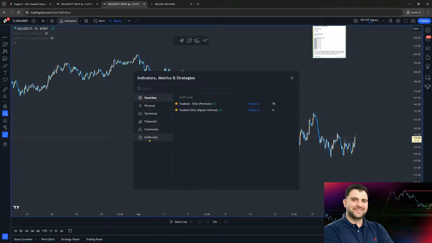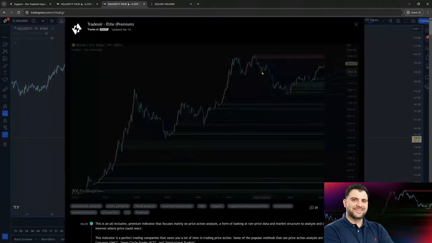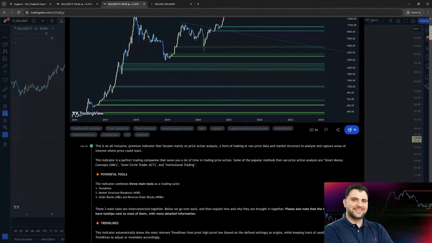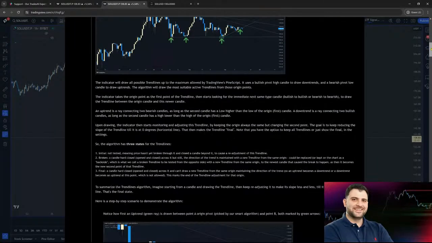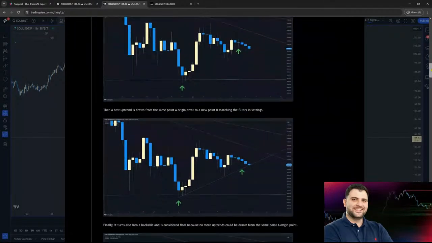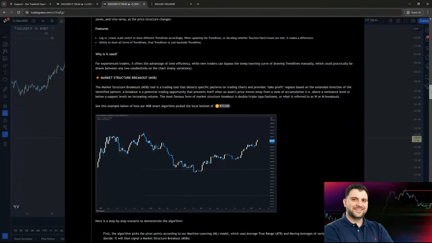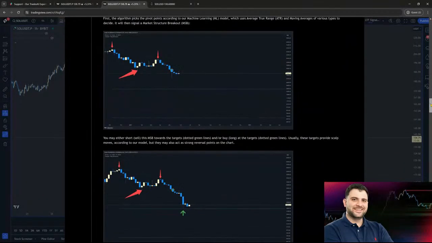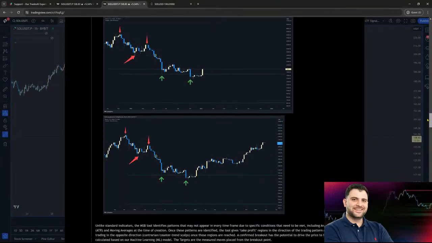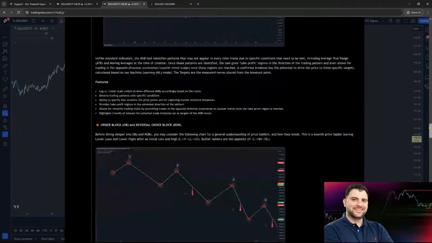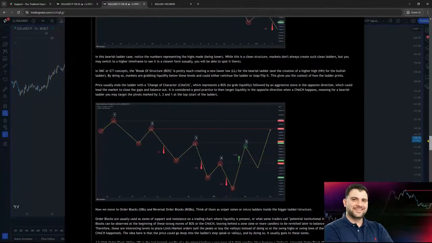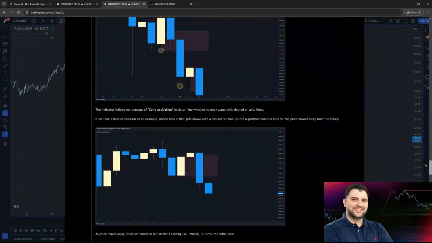You can find it in the invite only section. So click on the invite only and you'll find it in there. Okay. So you can add it by simply clicking on it. Make sure you read the description of the indicator. We have a very detailed description of the indicator, the algorithms, different aspects of it, etc. So make sure you go over that. We also have videos, and hopefully this stream is helpful to put you on the right track to use the indicator.